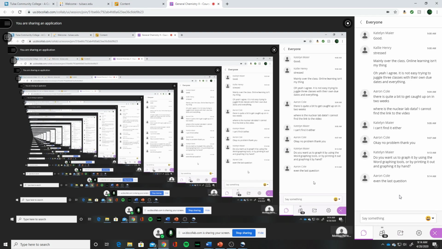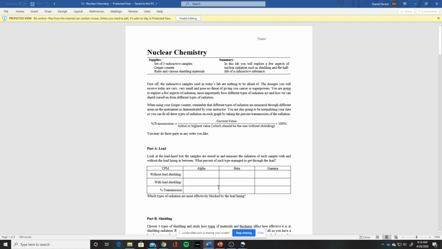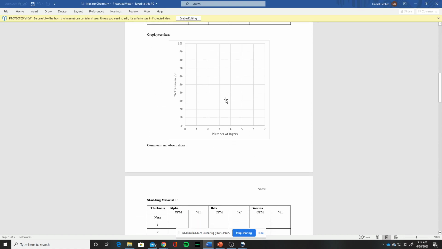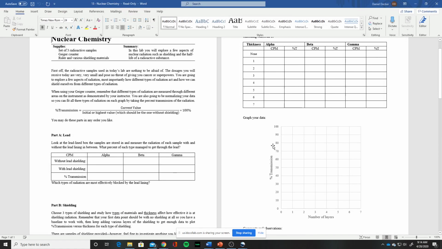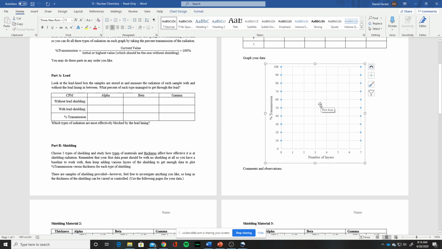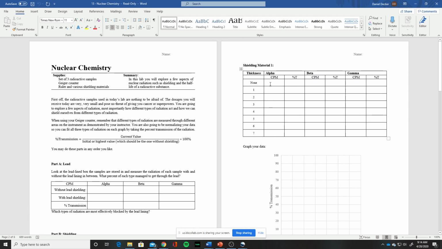When you're using the Word graphing tools or printing it out and using graph paper by hand, either way is fine, as long as I can see what you did. So you could use the Word graphing tools, which I don't think I've even ever done that before. I don't like using Word to do that, but I know it's possible. You could print it out, graph it by hand, take pictures of it, send it in. That's also fine. Or if you prefer, you could copy and paste this into Excel and make your graph there.